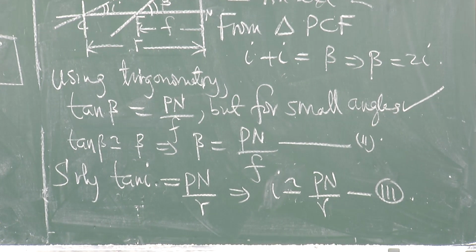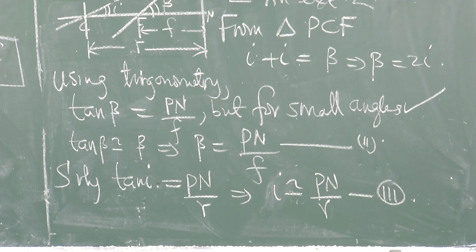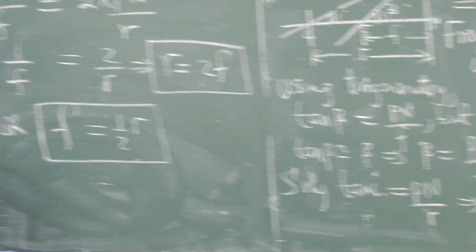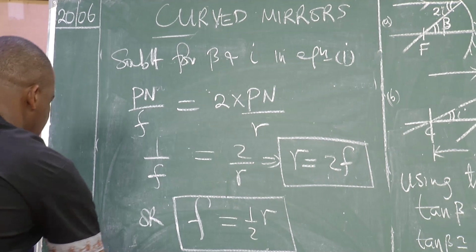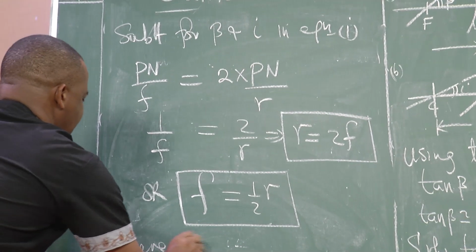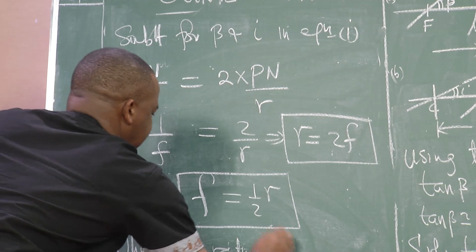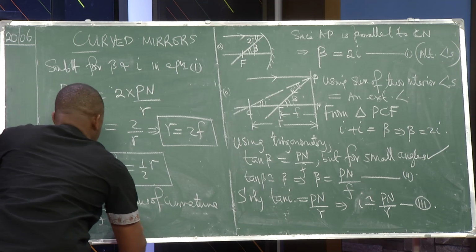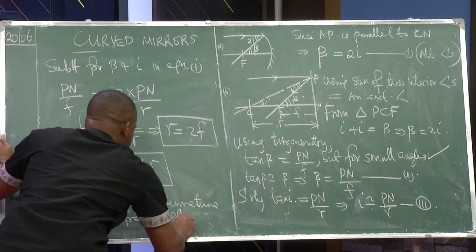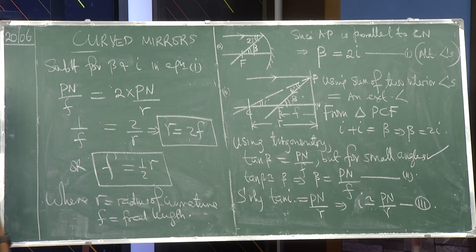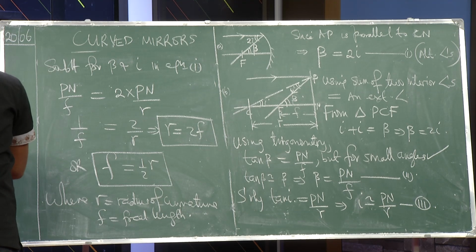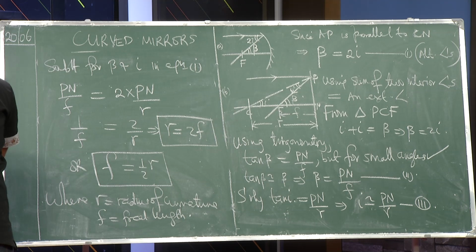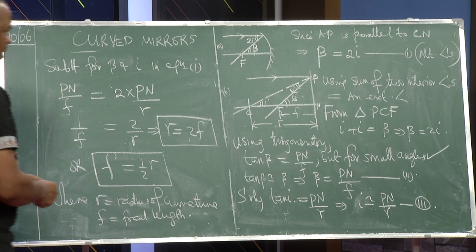This generates a relationship that connects these two important symbols, and students should be able to define that R is the radius of curvature and F is the focal length. This brings me to my first assignment question to those attending this lesson.